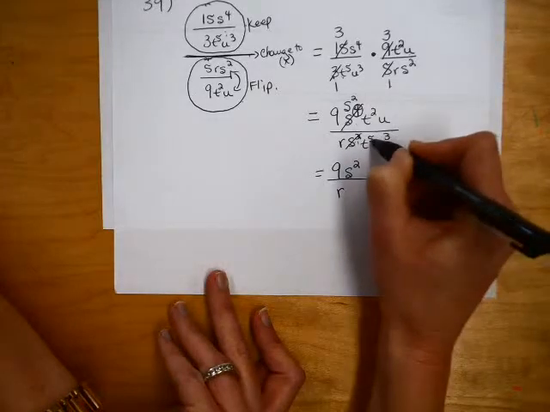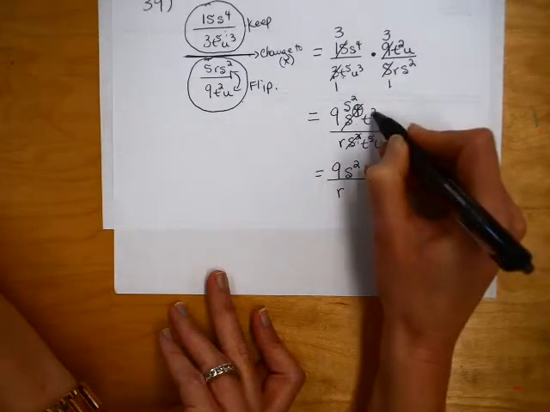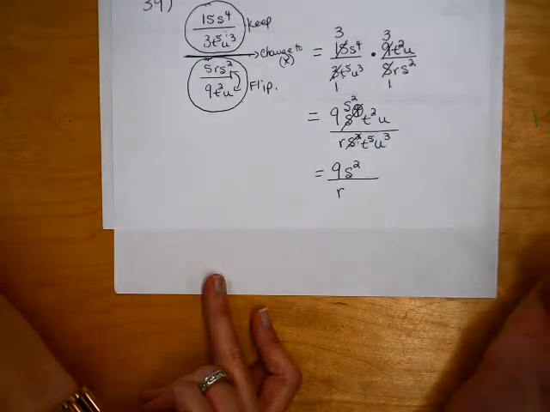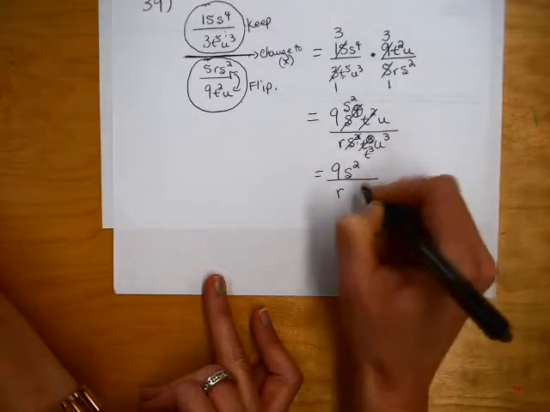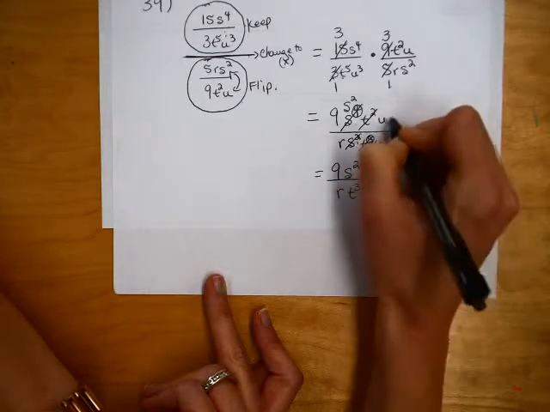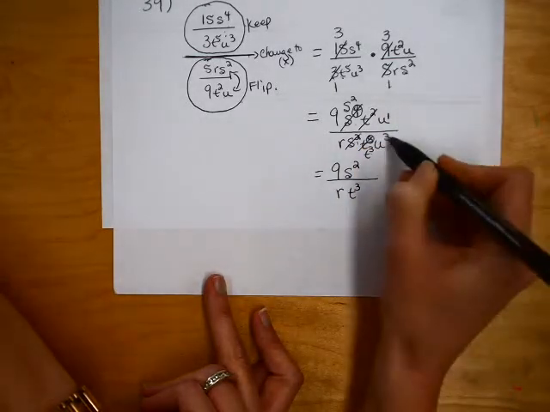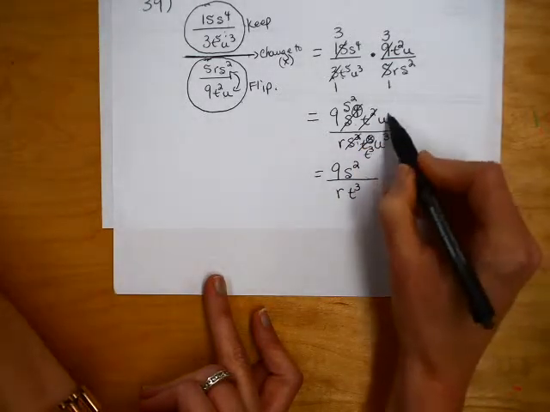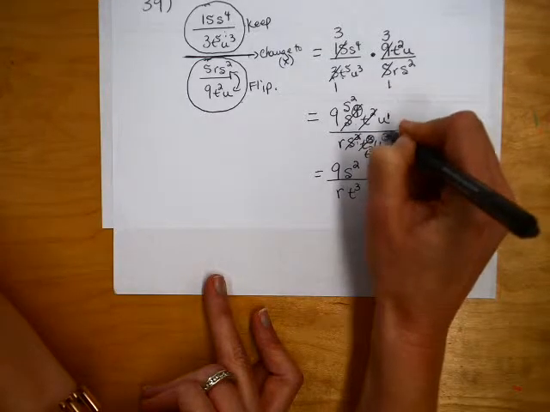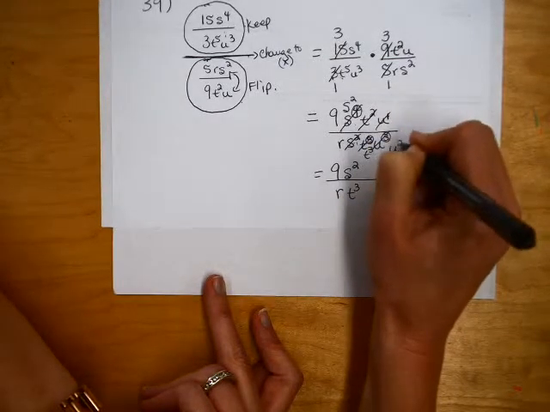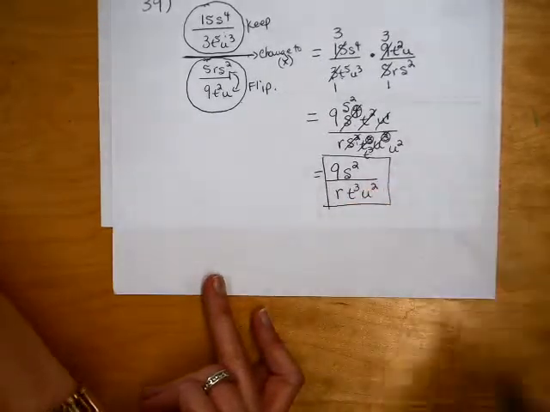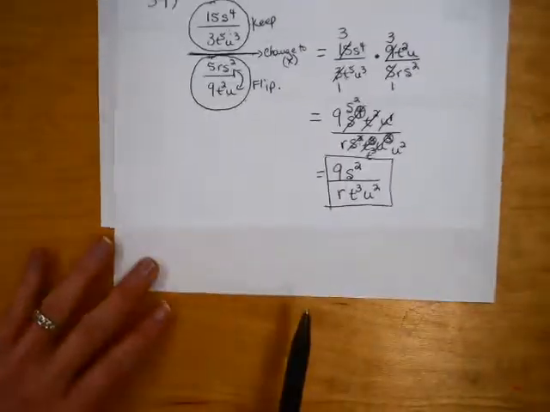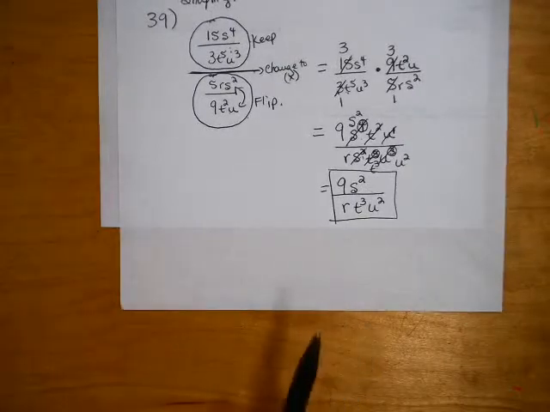I'm going to subtract the exponents on the t's. 5 minus 2 would give me t to the 3rd, but it's going to go on the bottom because that's where I had more power, so put it here. And this is really understood to be u to the 1st, so when I subtract 3 minus 1, I get u to the 2nd, but it's going to go on the bottom because that's where I had more power to begin with. And so this would be my final simplified answer for number 39.